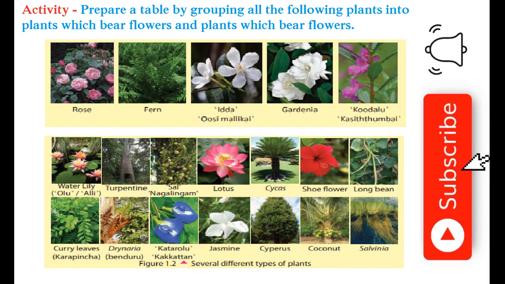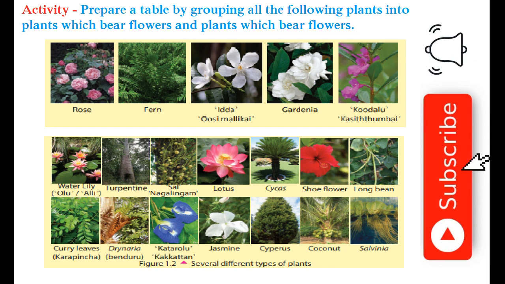Okay, children, so ferns do not produce flowers. Most of the time we grow these ferns as an ornamental plant, which beautifies the environment, right? And idde. Now idde has a small white color flower. Gardenia also has a white color flower. It has a very nice fragrance.